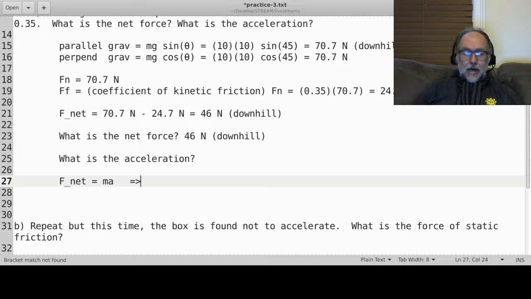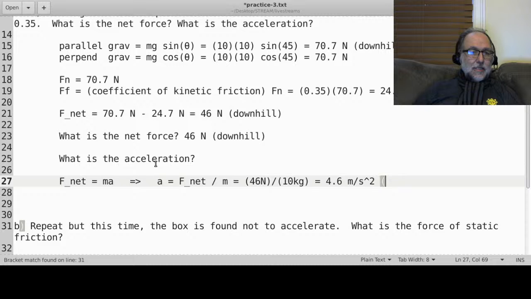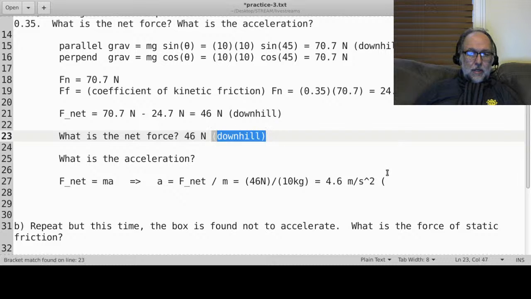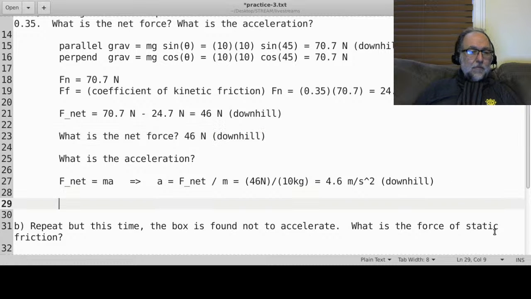Okay, so we have the net force. We want to solve for a, and so we isolate a is equal to F net divided by m, and what is that? That's 46 newtons divided by, it was 10 kilograms, like that, and that's going to give us 4.6 meters per second squared. And the direction has to be in the direction of the net force. Okay, so the net force was downhill, so guess what? The acceleration also has to be downhill like that. Okay, so that's our first problem completed.